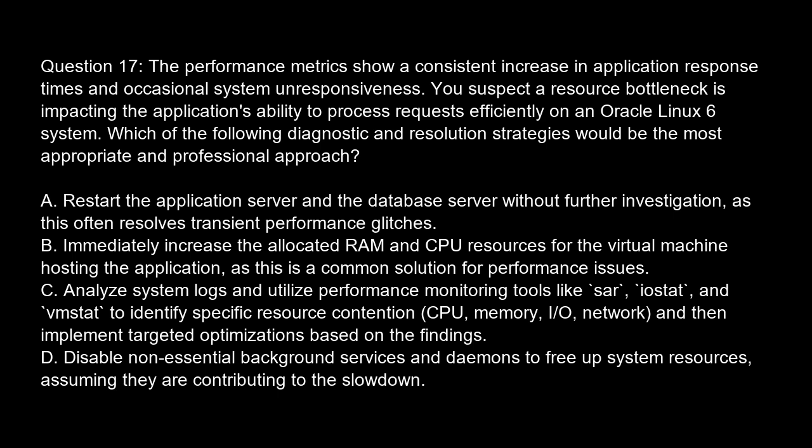Option A. Restart the application server and the database server without further investigation, as this often resolves transient performance glitches. Option B. Immediately increase the allocated RAM and CPU resources for the virtual machine hosting the application, as this is a common solution for performance issues. Option C. Analyze system logs and utilize performance monitoring tools like SAR, IOstat, and VMstat to identify specific resource contention, CPU, memory, I/O, network, and then implement targeted optimizations based on the findings. Option D. Disable non-essential background services and daemons to free up system resources, assuming they are contributing to the slowdown.